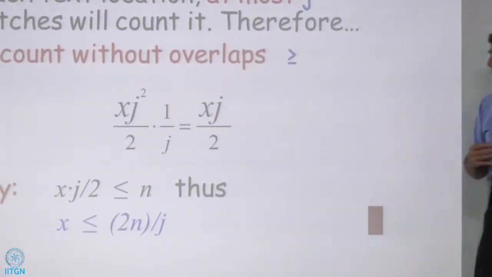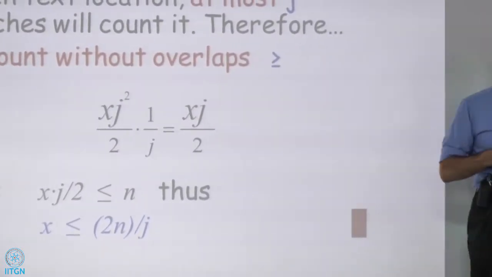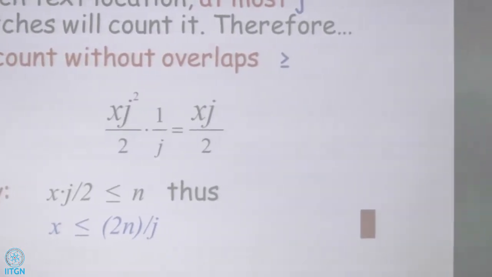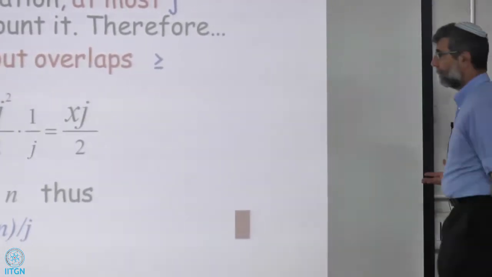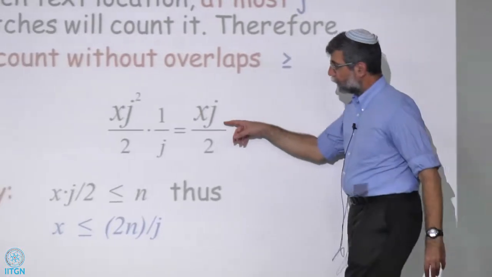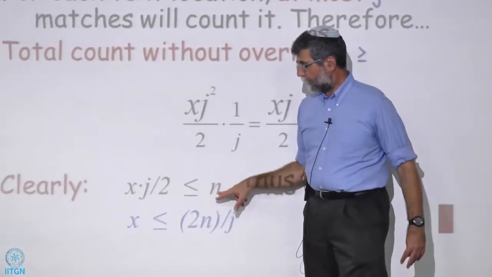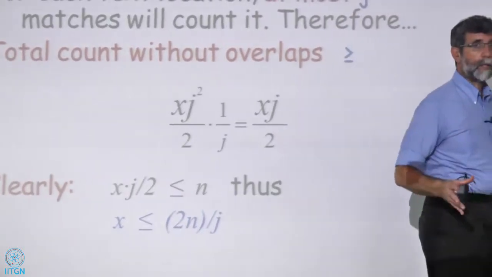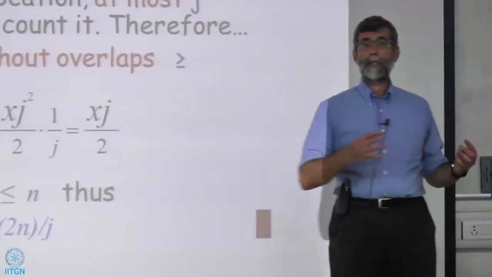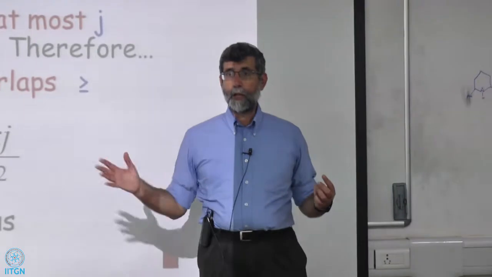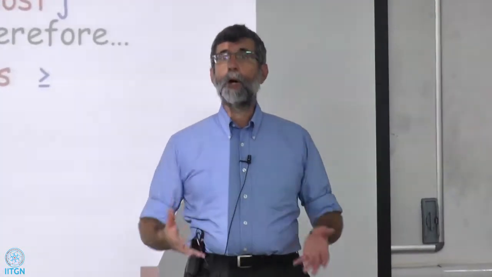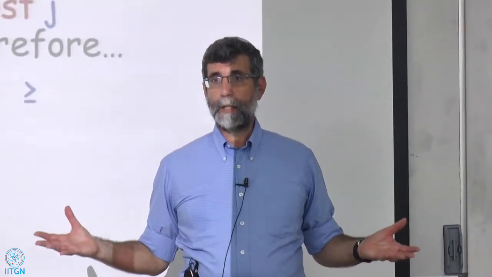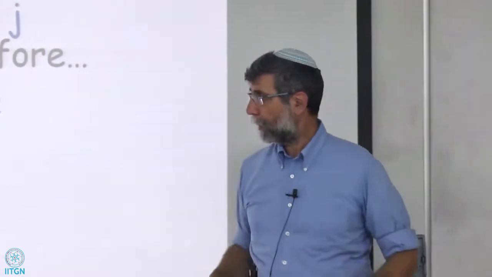So therefore, xj over 2 is the smallest number that we can get for this total count. And in fact, it could be better. But this xj over 2, whatever it is, has to be less than or equal to n, because at this point we didn't count anything twice. And if we counted every single element in the TL and added them all up, we'd get n, because that's how TL came about.